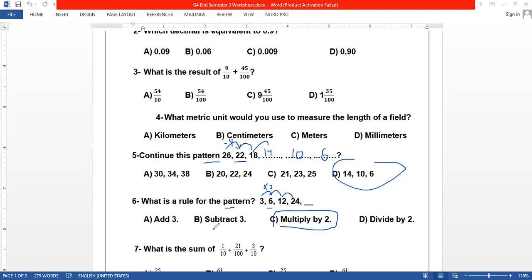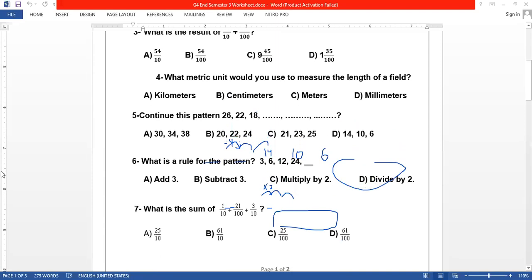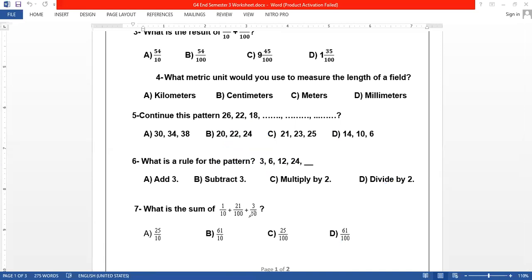Now, question number 7. What is the sum of these three fractions? If you look at them, they don't have the same denominator. Here we have 100, 10, 10. So it's easy to make these two denominators 100. Here, if you multiply by 10, it will become 10 over 100. Here, if you multiply by 10, you will have 30 over 100.